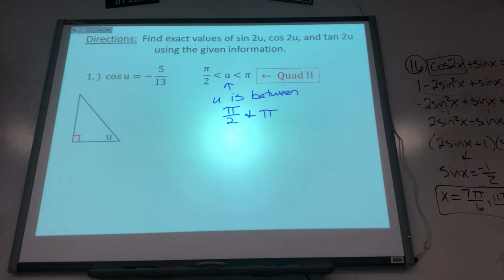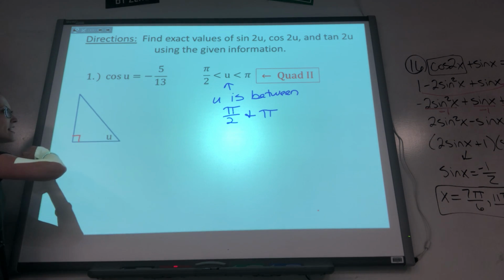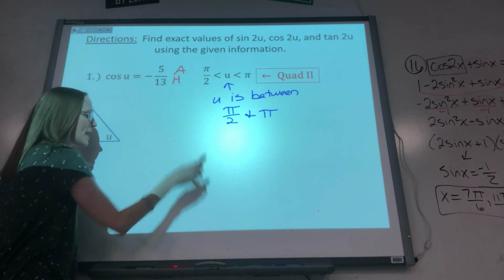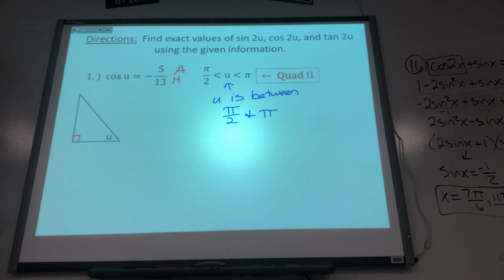Now, with that first little part, I should be able to label some of this. And I know cosine is adjacent over hypotenuse. Hypotenuse has to be positive. So adjacent side, that would have to be the -5, and the hypotenuse has to be the 13.